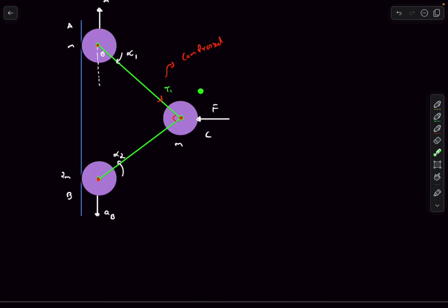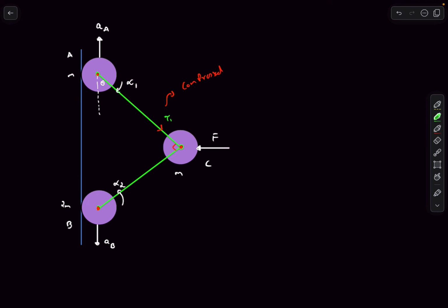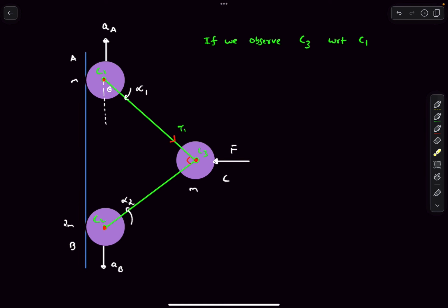Now we have to talk about the acceleration of this disc C over here. I'm going to name the centers of these discs as C1, C2 and C3. Now the thing is we are going to observe the center C3 with respect to the center C1. Obviously, if we observe with respect to the center C1, then C1 will be fixed. Now if C1 is fixed and we know that this rod's length cannot change, then the acceleration in this frame must be perpendicular to the rod.